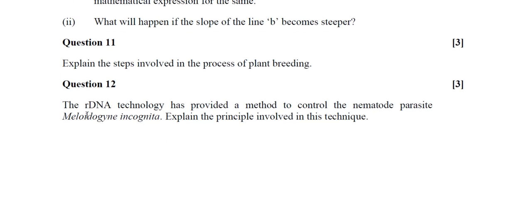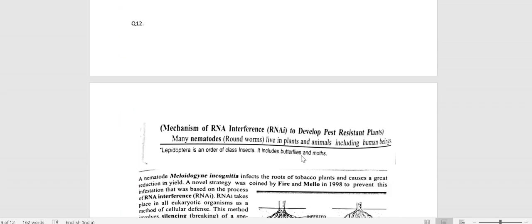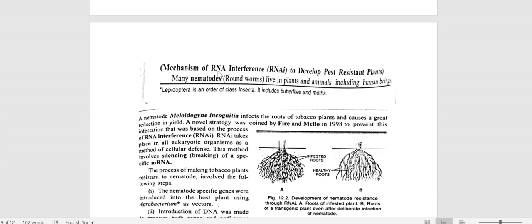Question number 12. The rDNA technology has provided a method to control the nematode parasite Meloidogyne incognita. Explain the principle involved in this technique. What kind of technique they are using? That is called RNAi, or RNA interference.